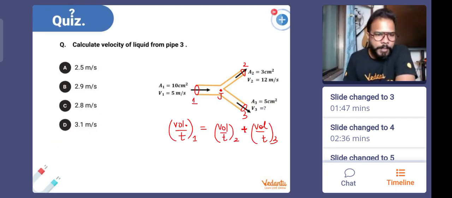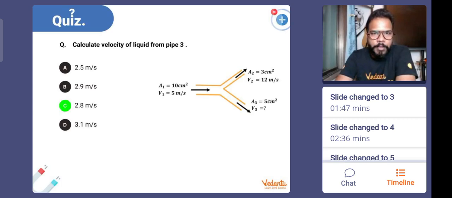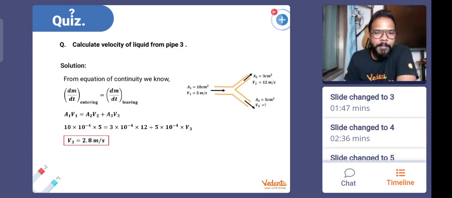Okay, so guys, this was actually not that challenging if you approach in the manner that I told you people. So if we say that the amount of mass entering per unit time will be equal to mass exiting per unit time, we can say the amount of volume entering per unit time will also be equal to amount of volume exiting per unit time. So A1 V1 is the volume entering per unit time, and A2 V2 plus A3 V3 is the amount of volume that is exiting per unit time.